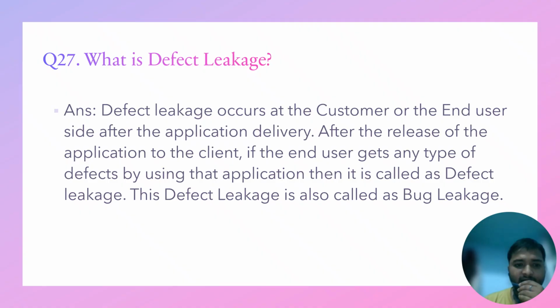What is defect leakage? Defect leakage occurs at the customer or end user side after the application delivery, after the release of the application to the client. If the end user gets any type of defect by using that application, then it is called a defect leakage. This defect leakage is also called bug leakage.